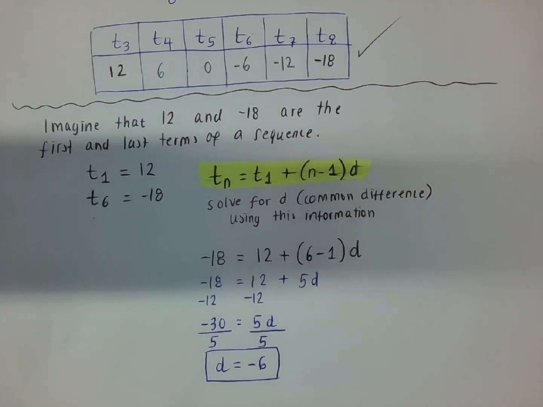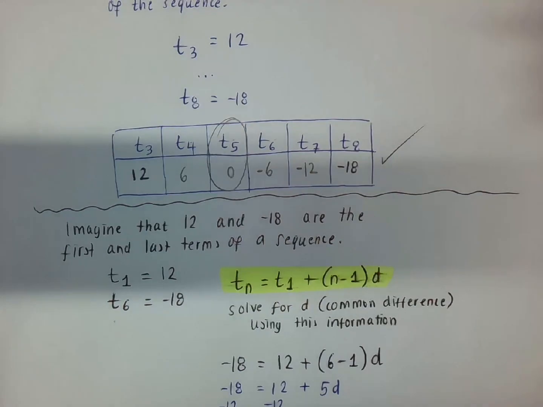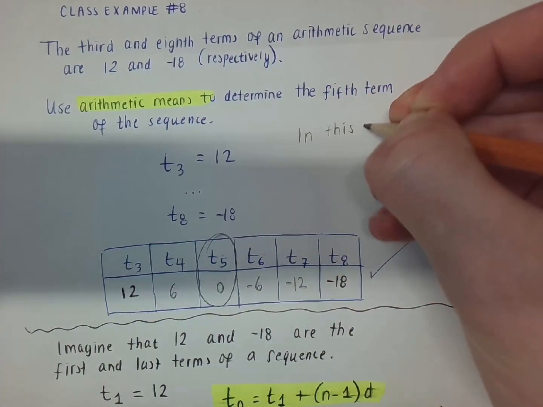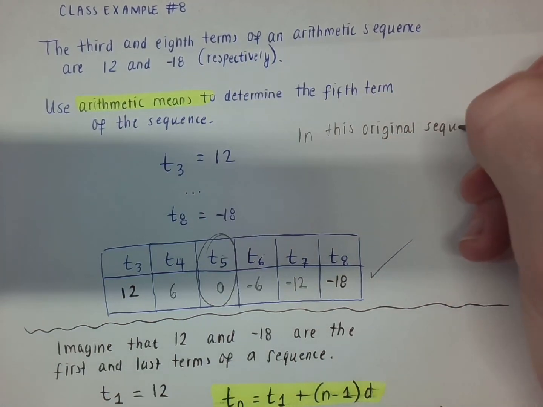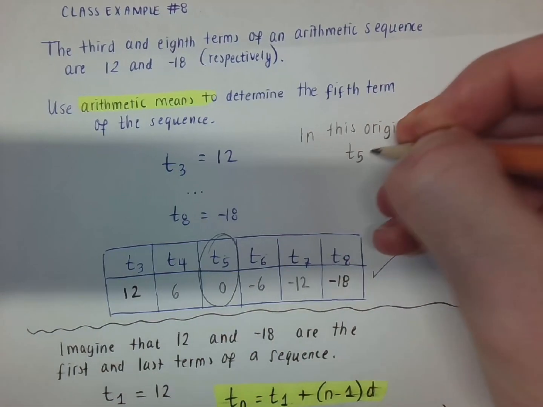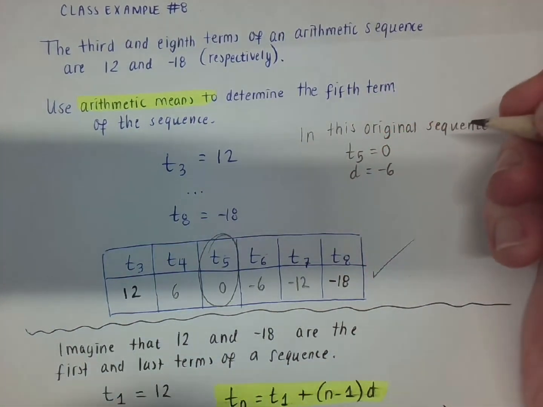So the original question is, determine the fifth term of the sequence. Well, that's got to be 0. So in this original sequence, T5 equals 0. D, we found out, is equal to negative 6.